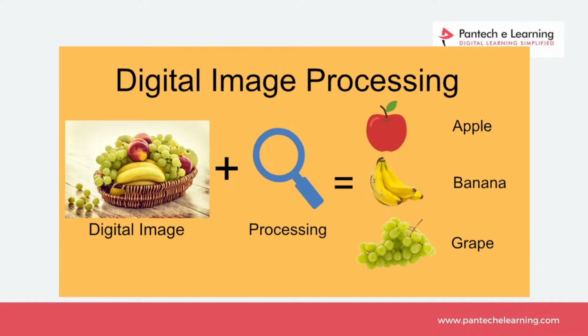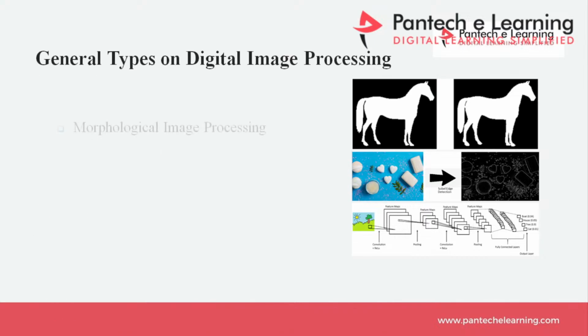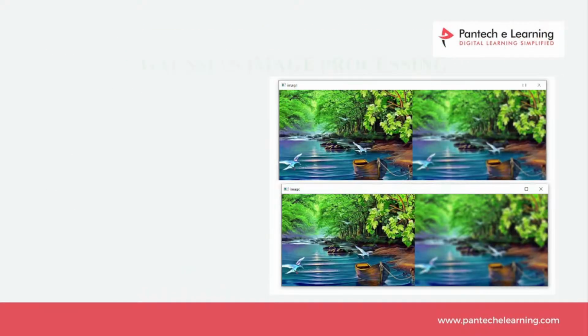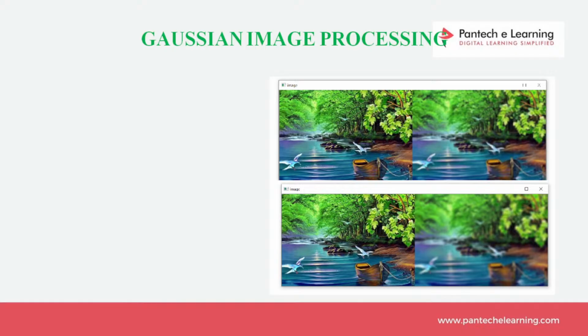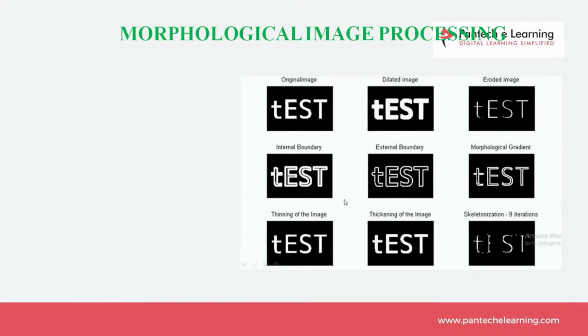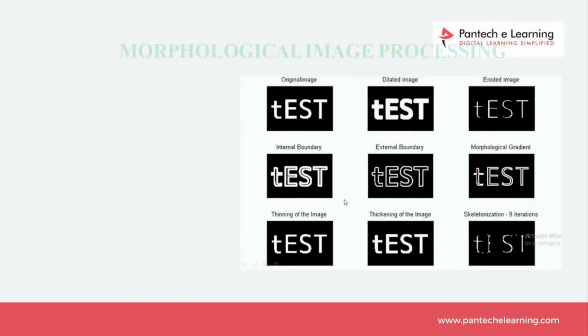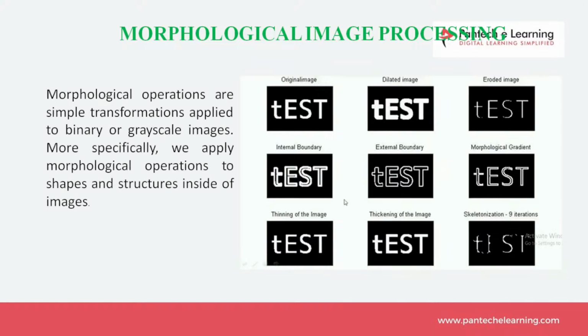Now you can see how image processing goes on exactly. In image processing, we have some particular types of techniques. Apart from these we have many, but I will show you some particular ones here. The first is morphological, the second is Gaussian, then Fourier transformation, wavelet, and image processing with neural networks. Now you can see the first one is the morphological operation. Wherever you see the morphological operation, you have to do dilation and erosion.